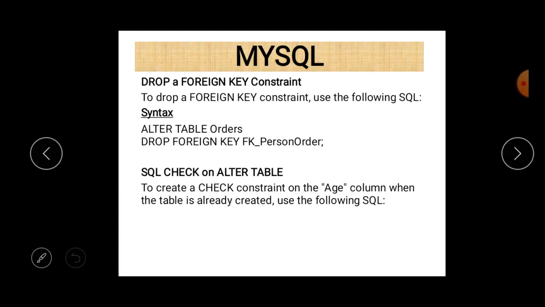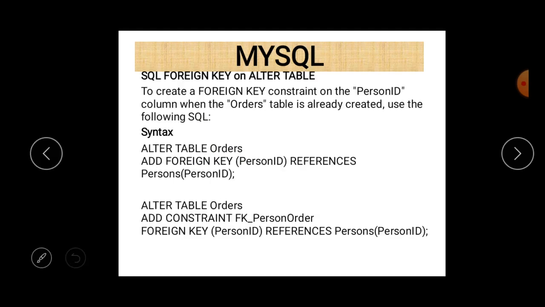If you want to drop a foreign key constraint, there is a keyword known as drop used with the alter table structure. So first is alter table and then the name of the table, orders, and then drop and then foreign key and the name of the foreign key constraint. We here declared the name of the foreign key as fk underscore person order. Look at the second structure.